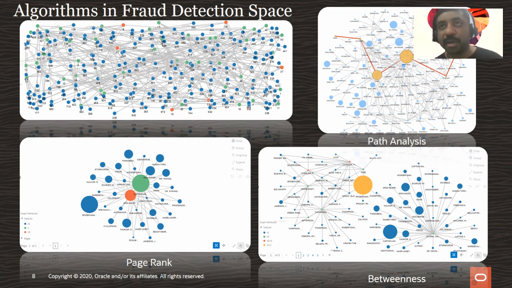We can also have the path analysis. So we can run algorithms like the shortest path, the Dijkstra algorithm, or the fattest path. It's mainly about how quickly or how easily one node can influence a different node in conducting a financial transaction that is fraudulent or suspicious in nature. That's where we use these algorithms.